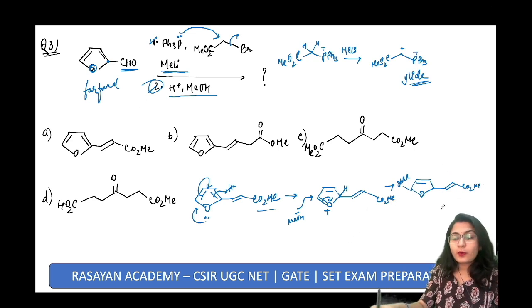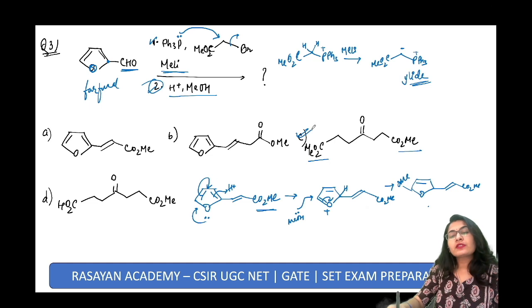Now what is going to happen? Again, there is water present over here. So what is that water going to do? It is going to break the whole system, and it is finally going to give you option number D as the major product. Sorry, option number C. Yeah, because there are two ester groups over here. So this whole system is now going to open up.